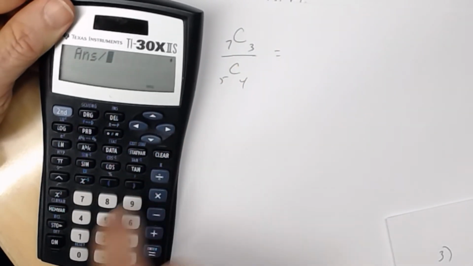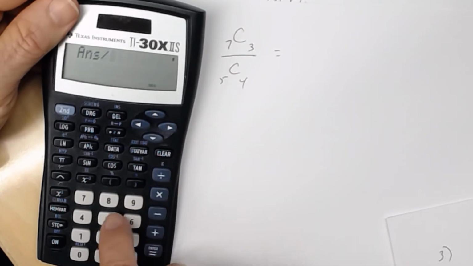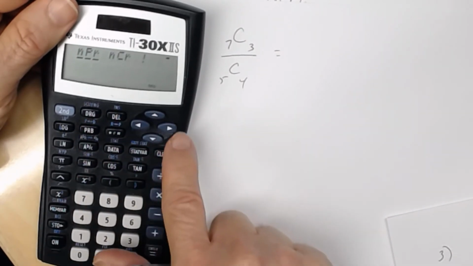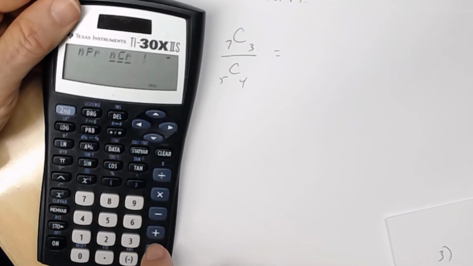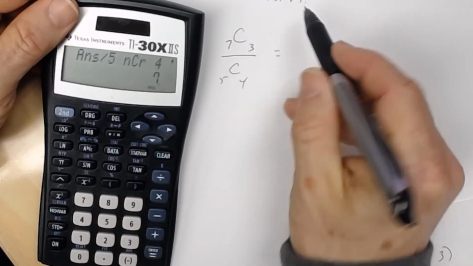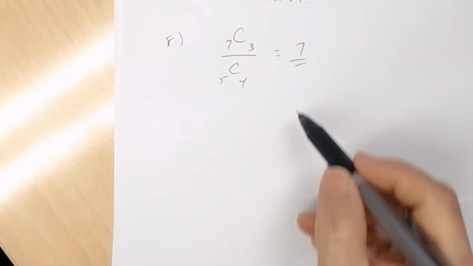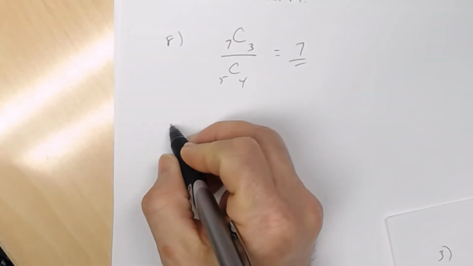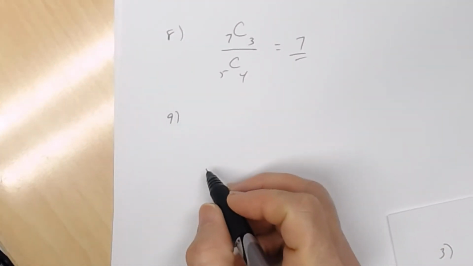Then I'm going to say divide, and then 5 probability. Make sure you underline combinations. Press equal, and then 4. Press equal. You get 7. So make sure you all got 7. Okay, that's supposed to be 7. Okay, number 9.